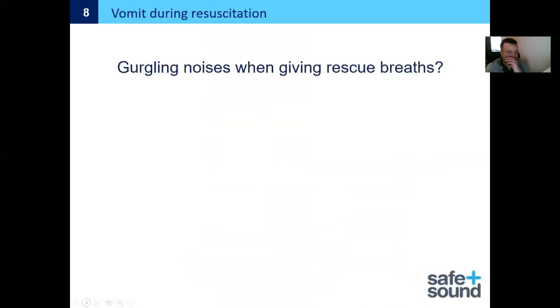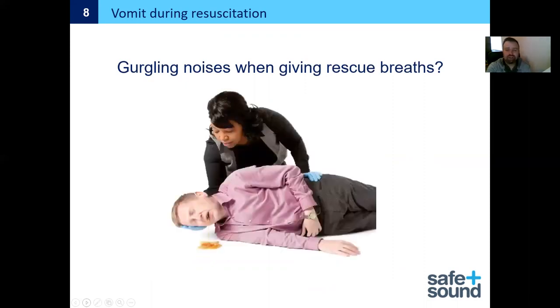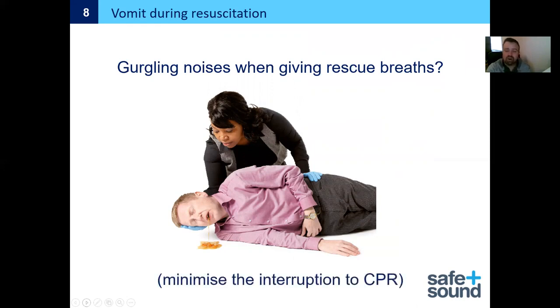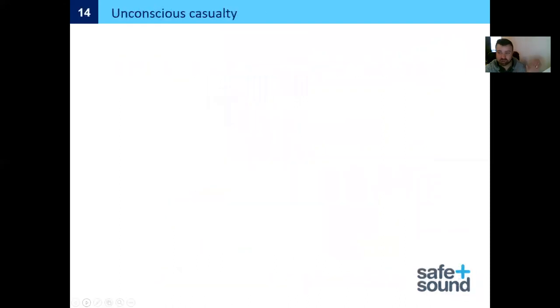So let's talk about vomiting during resuscitation. A gurgling noise when you're giving a rescue breath may mean that you've blown too hard into the mouth. The overflow of the breath has filled the lungs up and it's gone into the stomach. It churns it up and either it can projectile out to you. But again, you're going to just tip the casualty onto the side and drain it away. Obviously, you need to minimize the disruption to your CPR sequence, so you need to get that drained away as quickly as possible. So turn them on their side, scoop it out, go back.